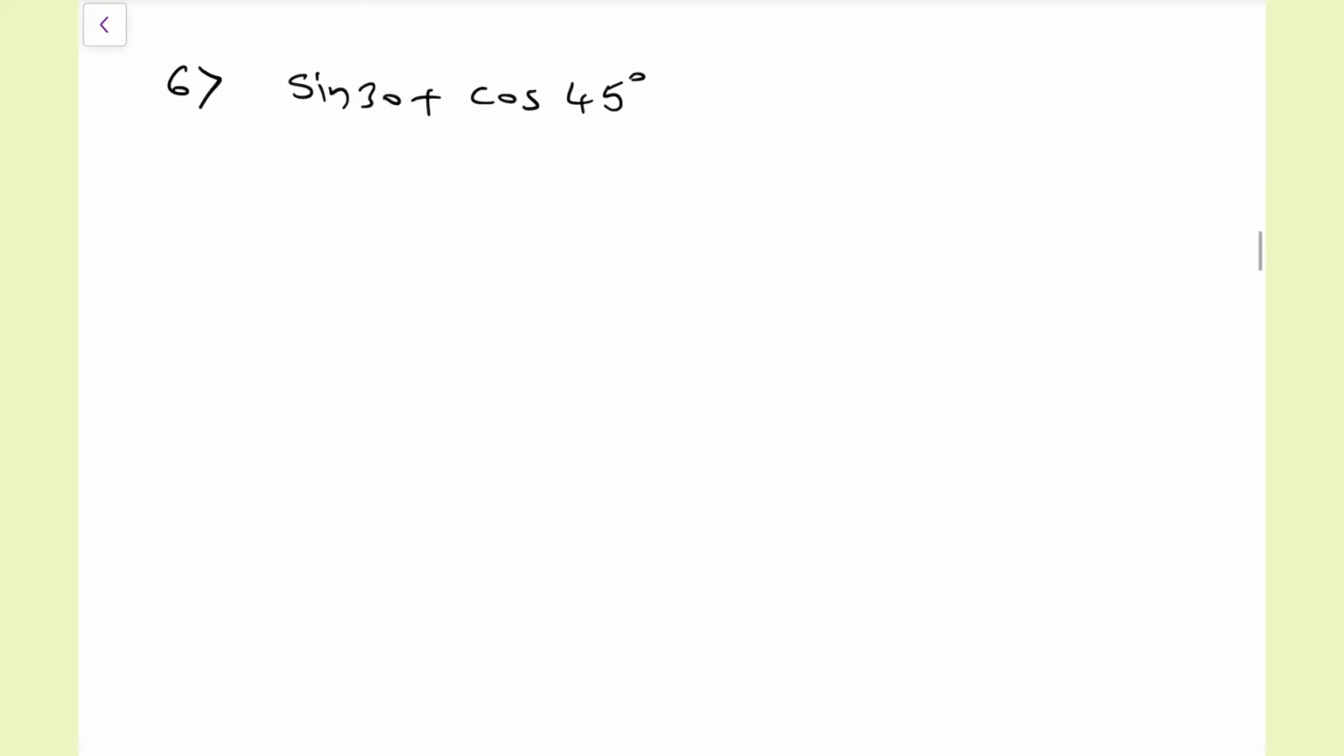Next, find the value of sin 30 plus cos 45. So to solve these kinds of questions, definitely we need to know the trigonometric table: sin, cos, tan, as well as secant, cosec and cot values for 0 degrees, 30 degrees, 45 degrees, 60 degrees and 90 degrees. So sin 30 is 1 by 2 plus cos 45 is 1 by root 2. Here both the denominators are different, so we need to do cross multiplication. 1 into root 2 plus 2 into 1, divided by 2 into root 2.